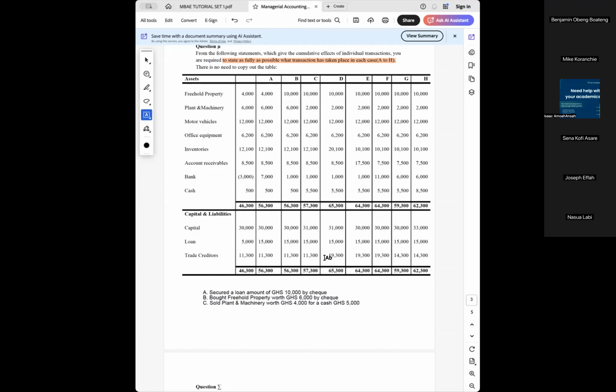Okay. But instead of saying they received it, because we are dealing with creditors, could it be that we bought from them? Yes, Mike. Exactly. We bought goods or items worth 8,000 from our creditors. Okay. So let's try to write that for D.